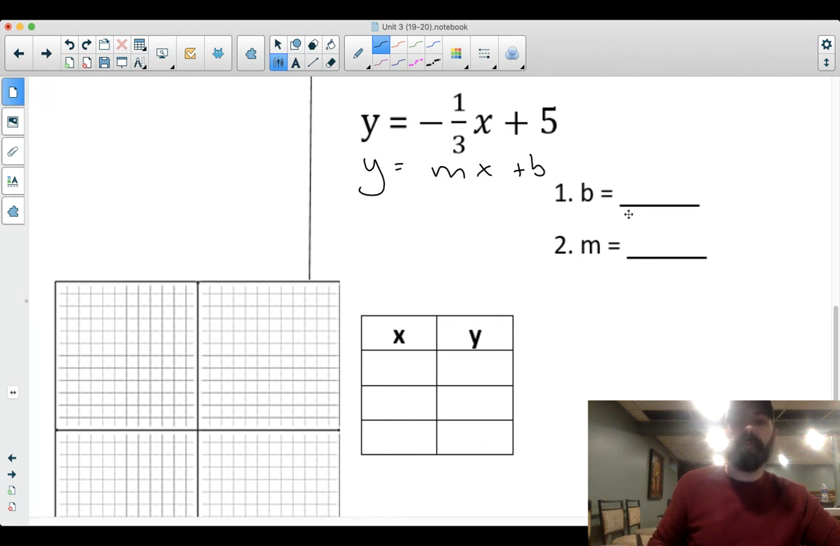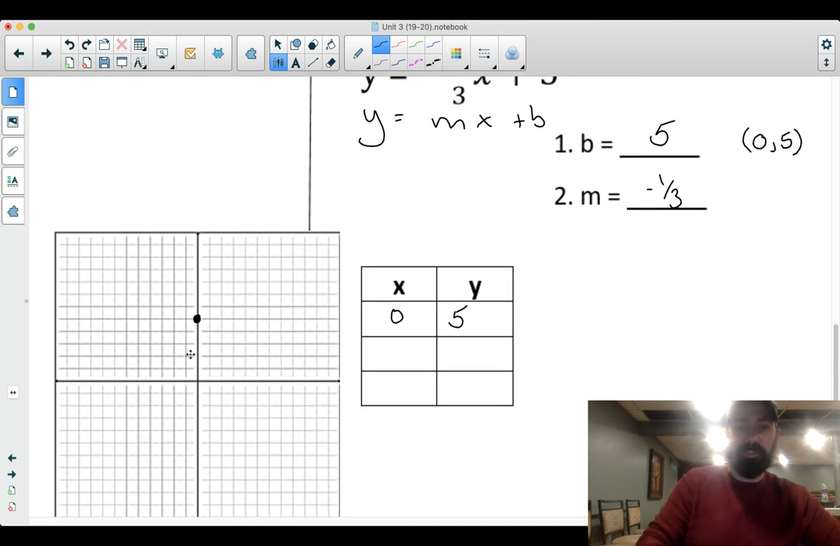All right, well, what's my y-intercept? We match them up. That is +5. What's my m, my slope? -1/3. Well, remember, this is always 0, comma, that number, so that point is 0, 5. We can start in our table there. 0, 1, 2, 3, 4, and 5.